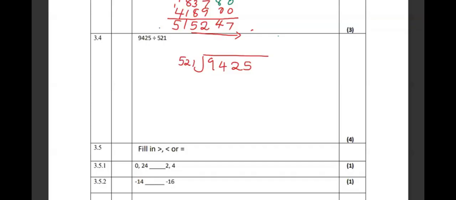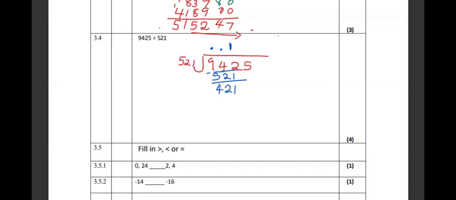So we don't have any 521s in 9, so that's a 0. How many 521s in 94, and how many 521s do we have in 942? So it's just going to be 1. We multiply, sorry, we're going to have a 521. When we subtract that, this is going to be a 1, a 2, and then a 4.